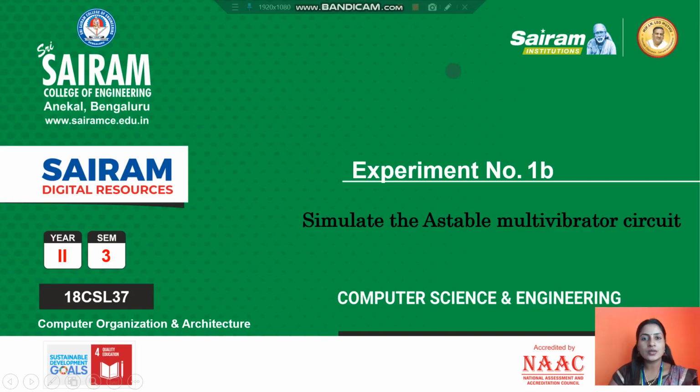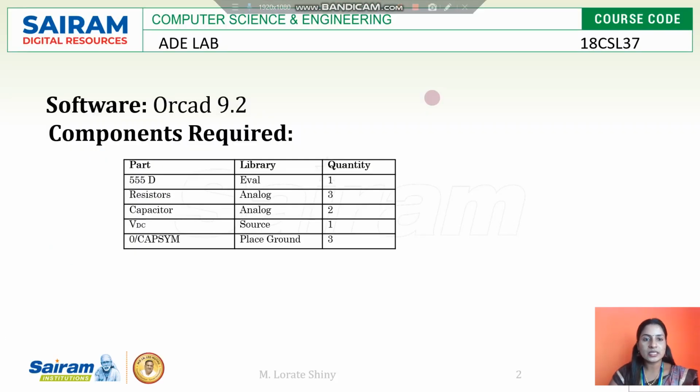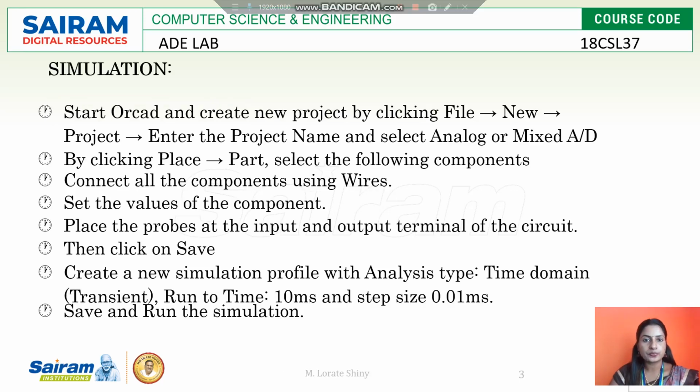Hello students, today we are going to see experiment 1B, that is simulation of astable multivibrator. For the simulation we need OrCAD 17.2 Lite Edition software, and there we need the components: 555 IC, that is astable multivibrator IC, then resistors and capacitors, 3 resistors, 2 capacitors, and one source, that is a DC voltage, and 3 ground connections.